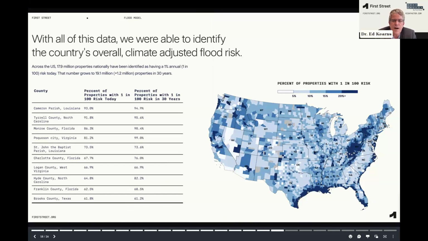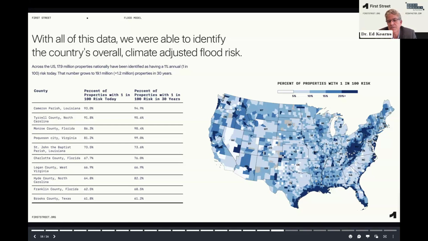What we're seeing is the number of properties with 1 in 100 risk is much greater than what you'd expect in those FEMA flood zones, as I mentioned before. But yeah, we're seeing about 18 million properties today. That's much greater than the number within the FEMA flood zones that have that 1% annual risk today.